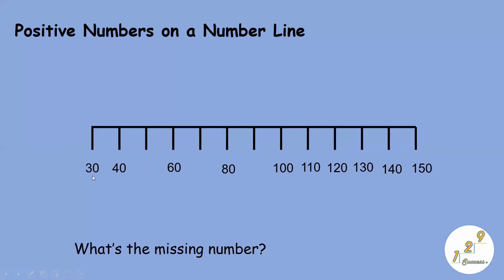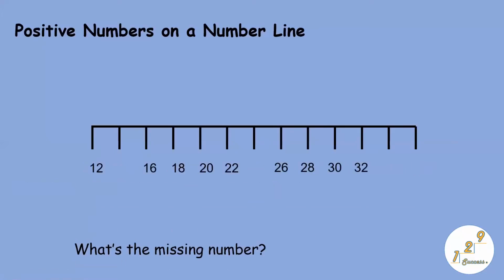Well, we can see that we're increasing by 10 this time because 30 to 40 is an increase of 10. And that means that from 40 to this line is 50. Now, we are going to do the same for this bar. 60 on to the next line is 70. 80 on to the next line is 90.